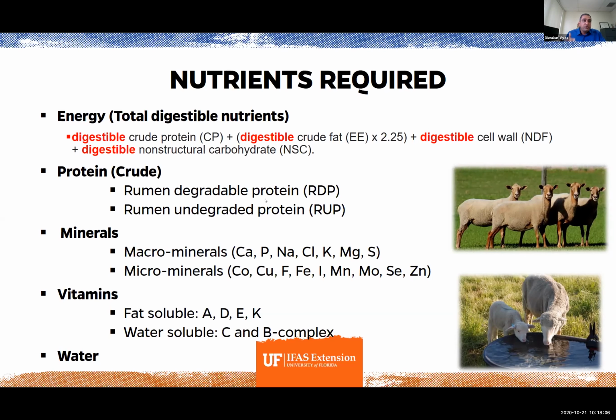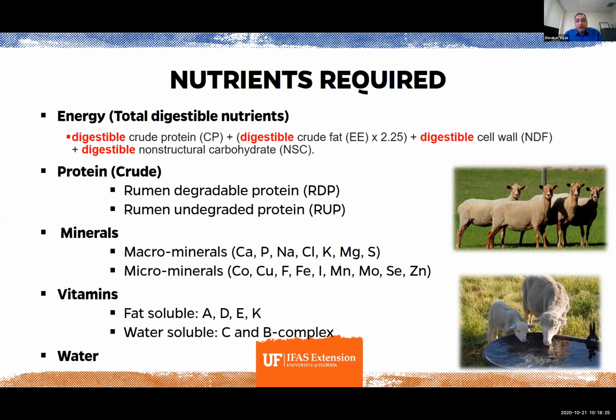And some of the nitrogen from this protein is not available in the rumen, not degraded in the rumen, and is available in the small intestine. We call it a rumen undegraded protein. So these are energy and protein, two major nutrients that are very important to balance when we are formulating diets.